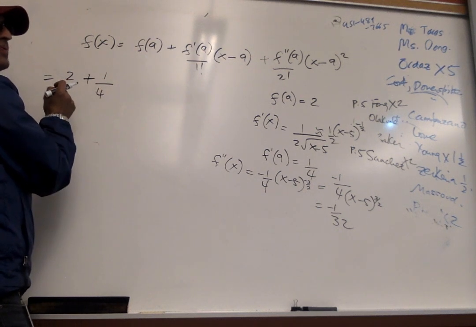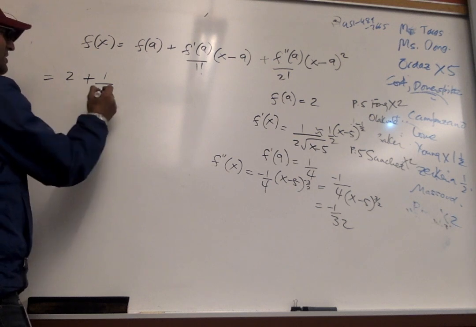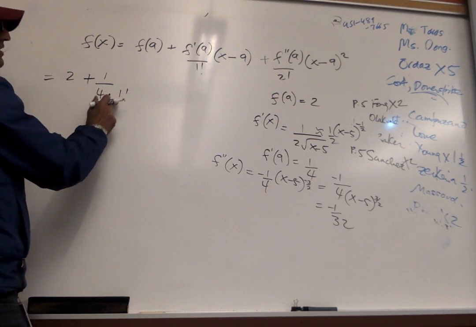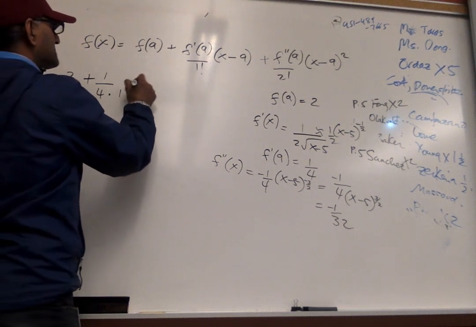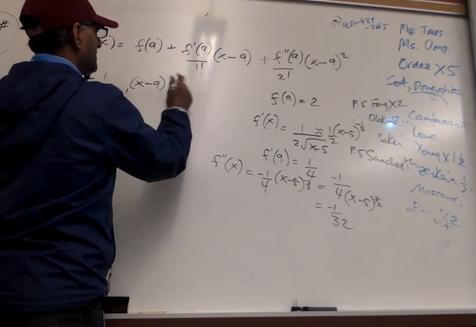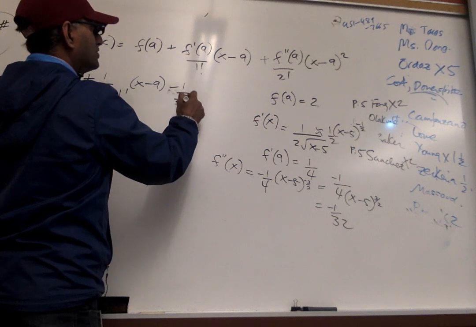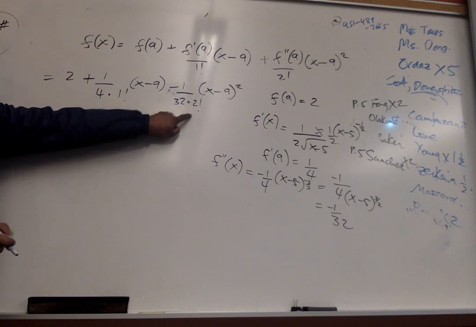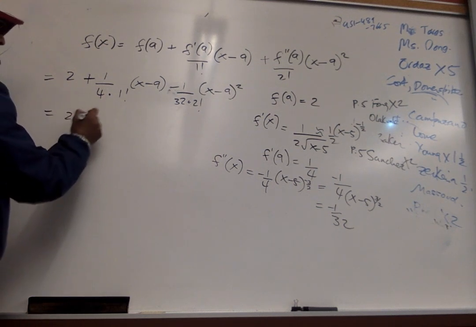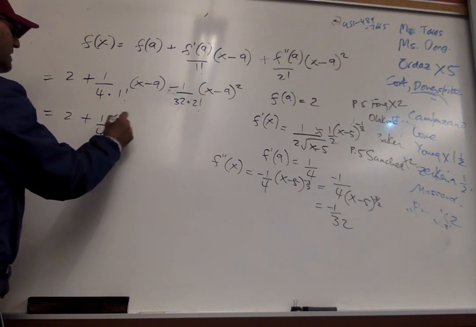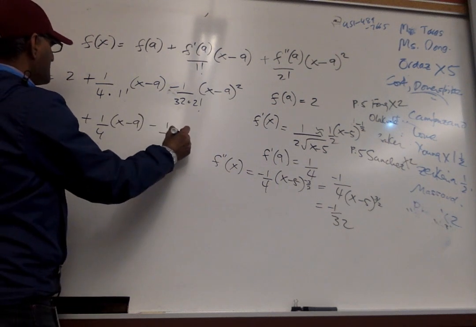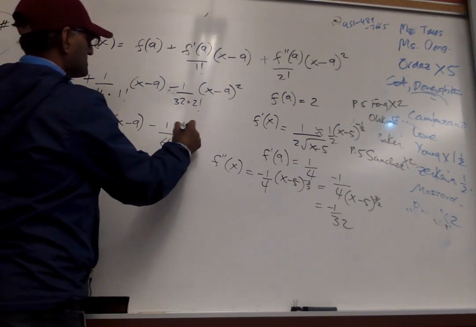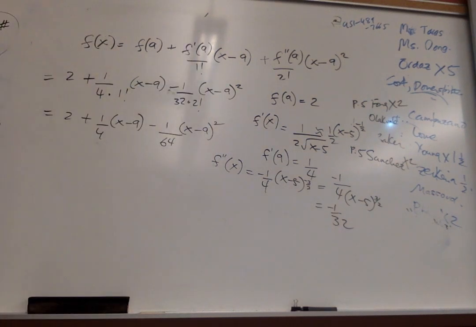Guys, look at the board. I'm helping you, so it'll be faster on your homework. You're going to be smarter at times 1 factorial. Okay, I'm not forgetting that. And then (x minus 9) plus f double dash of 9, which was negative 1 over 32, over 2 factorial, (x minus 9) squared. Okay, that 2 factorial can't vanish. Last step: 2 plus 1/4 (x minus 9) minus 1 over 64 (x minus 9) squared. That's the quadratic. Look down. I'm just simplifying.